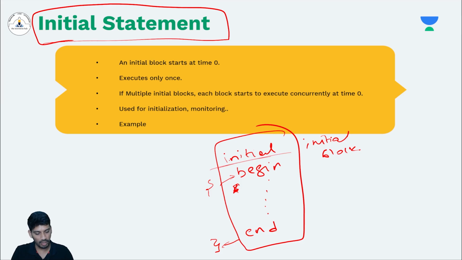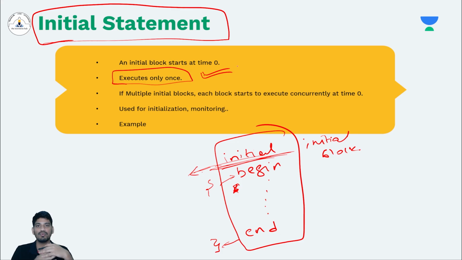So the initial block starts at time equals 0, right? That is what initial means: initialization, initializing at time equals 0, and it will execute only once. This is the important property of the initial block.